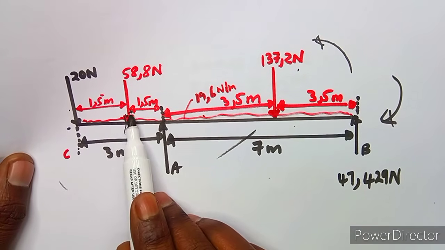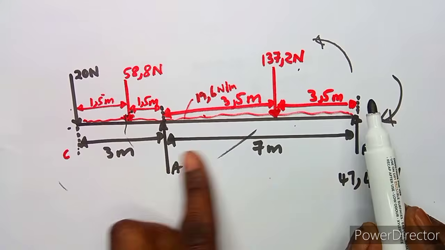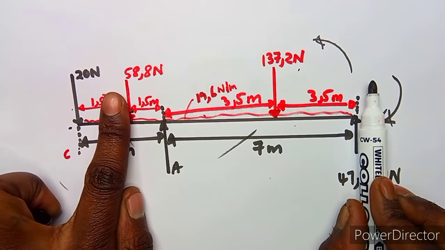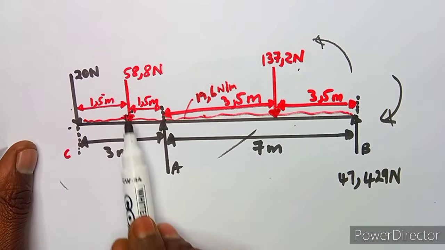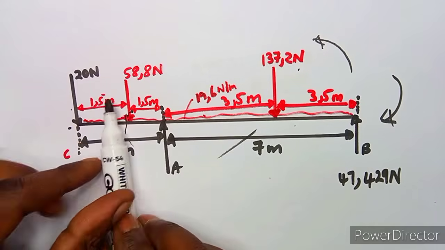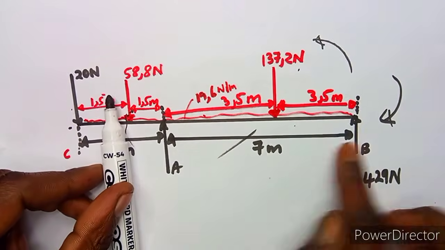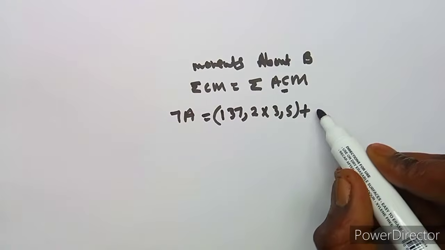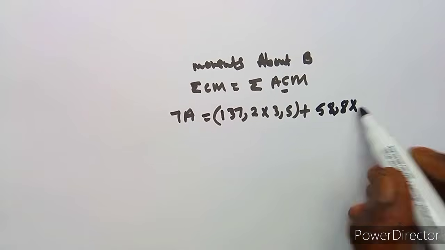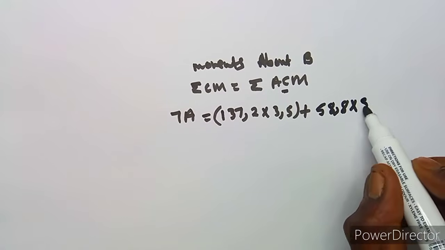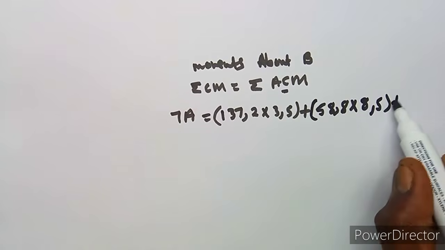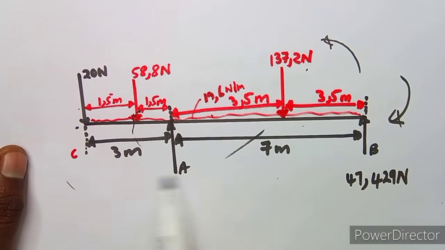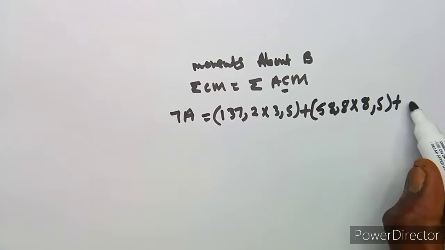We take this 58,8 back to b here, so this is 7 meters here, then plus 1,5, so it's 7 plus 1,5, which is 8,5. So you're going to multiply, take note, this force here times this distance back to b, which is 7 plus this 1,5, which is 8,5. So it's going to be 58,8 times 8,5. All right, plus we still have another one, the last one, which is 20 here back to b, so it's 10 meters, because it's 3 plus 7, which is 10, so it's 20 times 10.